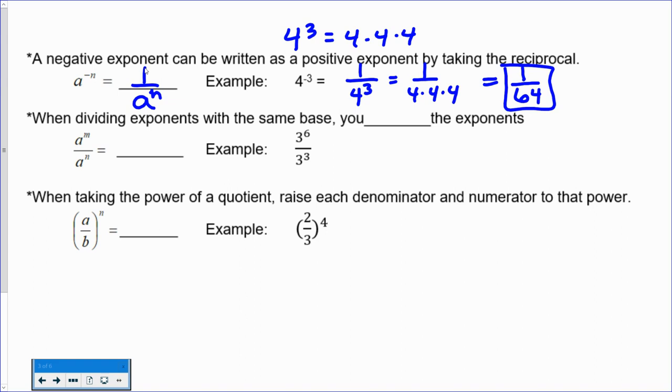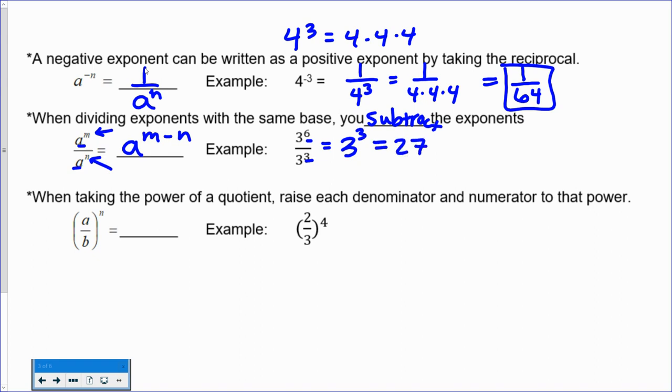All right, next rule, when we are dividing exponents of the same base, we subtract the exponents. Okay, A and A, those are the same bases. So I start with my numerator exponent and I subtract the denominator's exponent. I will always go in that order. For my next example, 3 and 3 have the same base. So I would subtract 6 minus 3. So that's 3 to the third power, or 27.